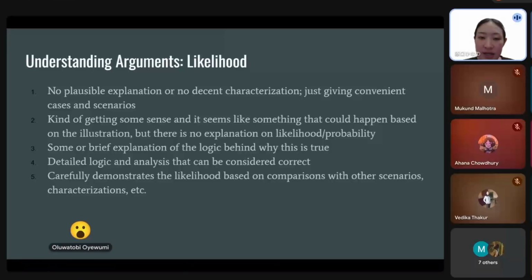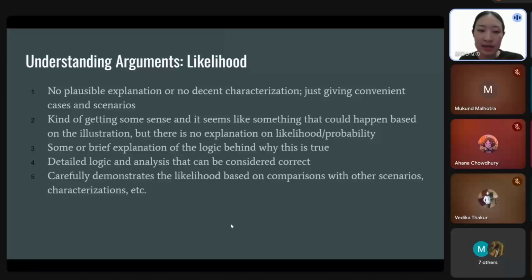And then if they are able to explain, these demonstrations are fully proven, they reasonably explain, then they can show how likely this is, even if they acknowledge sometimes a different scenario or characterization, still their scenario is the majority. So these are the gradations in how the likelihood is proven in the argument.